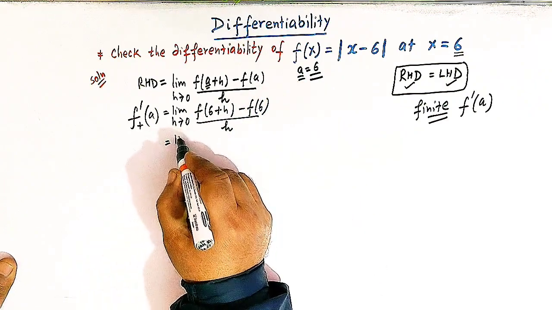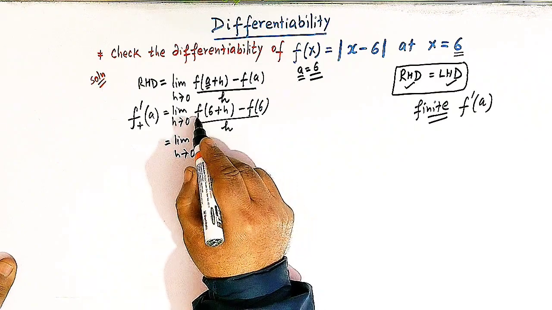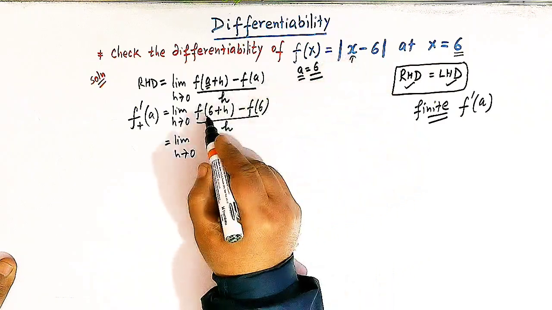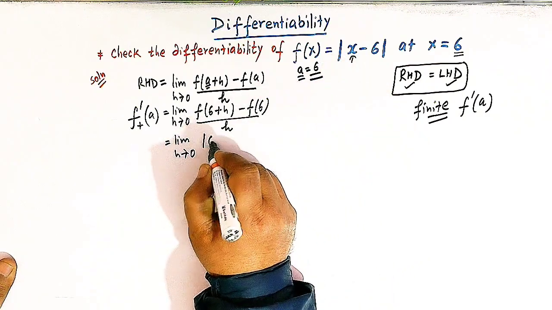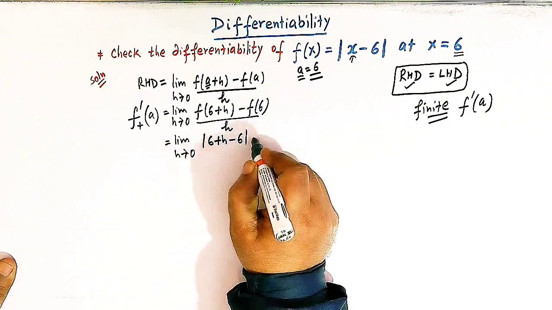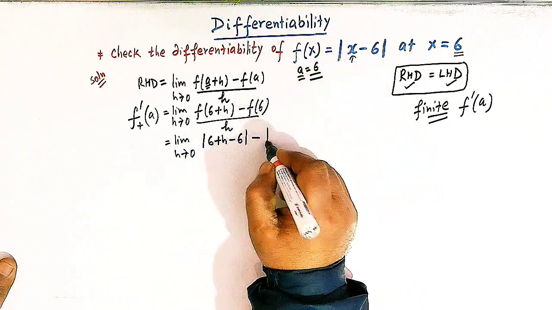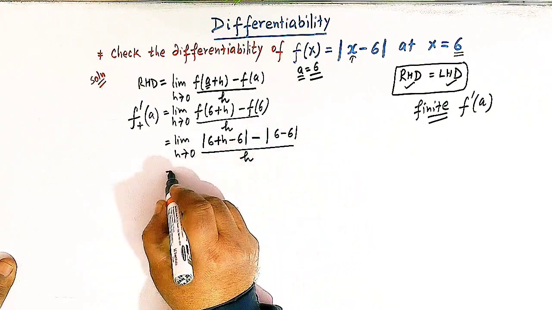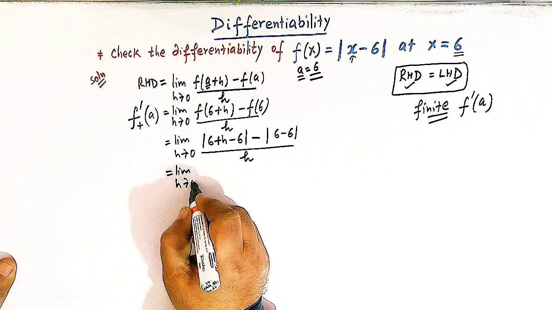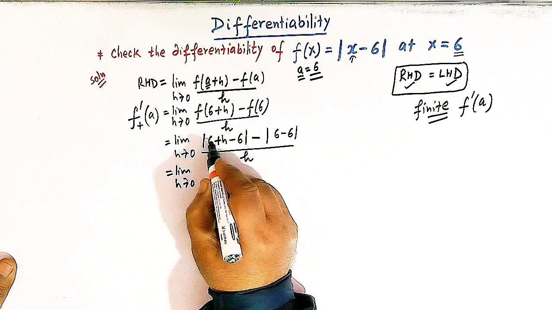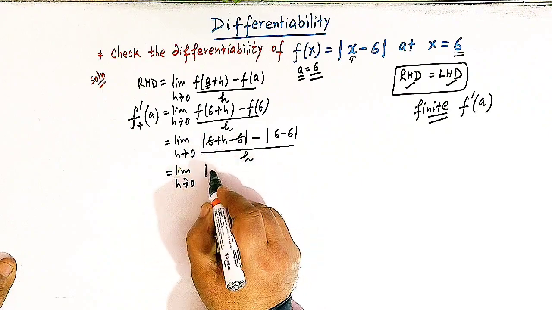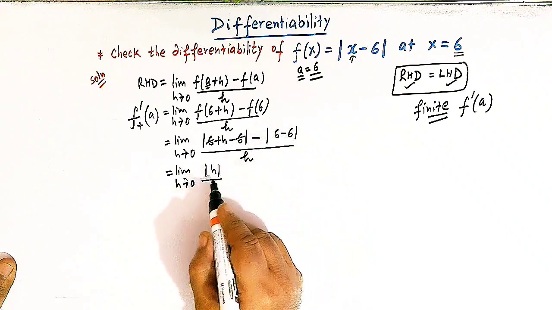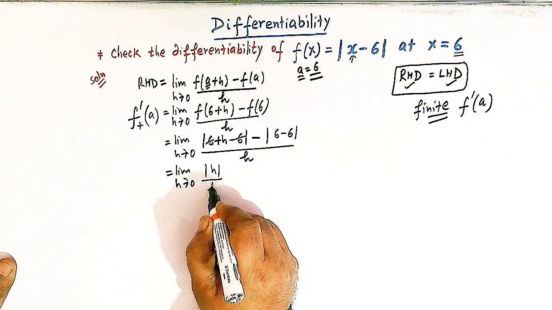So now we have limit h tends to 0. Now f of 6 plus h can be obtained by replacing this x by 6 plus h. So we have mod of 6 plus h minus 6, and f of 6 is mod of 6 minus 6, and here we have h. Now let us simplify this expression. Here 6 and 6 get cancelled, and we are left with mod of h, and here this quantity is 0, so we have simply mod of h over h, right?